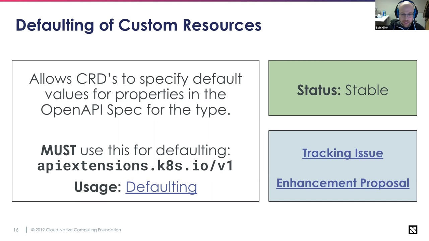And managing this actually became quite a bit more complicated when you start thinking about having to handle the various upgrade and downgrade conditions where you might add or remove a new field. And so now with defaulting being baked in, this issue is mostly gone, and you can now just easily provide defaults in your own CRD spec. The big thing is that to do that, you must use the new API version, apiextensions.k8s.io/v1. You can follow the link to defaulting once this presentation is published to read a bit more about that.